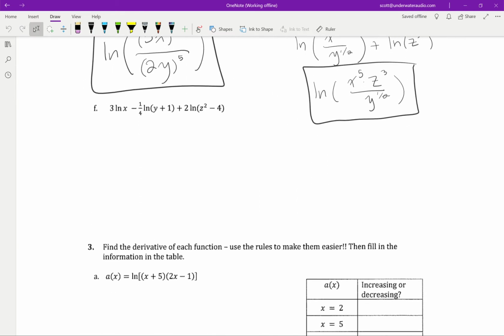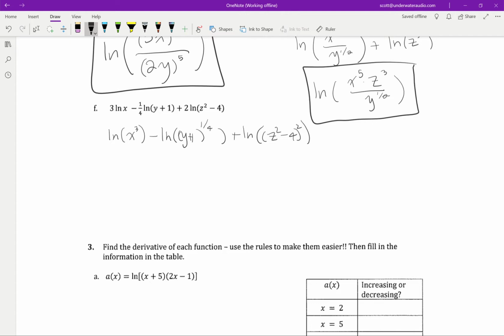So to put all this together, the first thing I'm going to do is put all of the coefficients to be exponents. So that would be natural log of x cubed minus natural log of y plus 1, and all of this has to go to the 1/4 power. So then plus the natural log of z squared minus 4 squared.